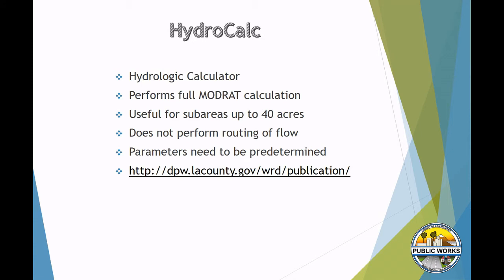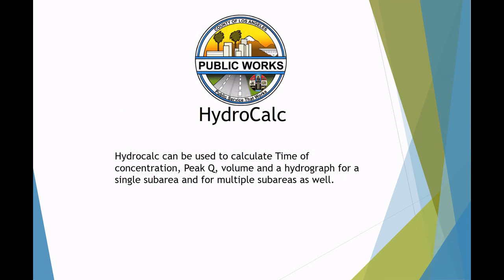HydroCalc, the hydrology calculator, can perform a full mode calculation. It's useful for areas of 40 acres or less. It does not perform routing of flows, and the parameters need to be inputted into the model. It's free, can be downloaded from our WRD website, and it's very easy to use. The hydrologic calculator can be used to calculate the time of concentration, the peak Q, the volume, and a hydrograph for a single subarea and for multiple subareas as well.